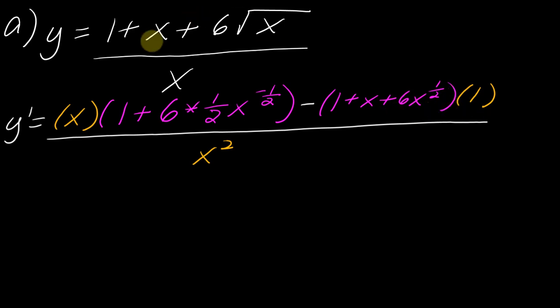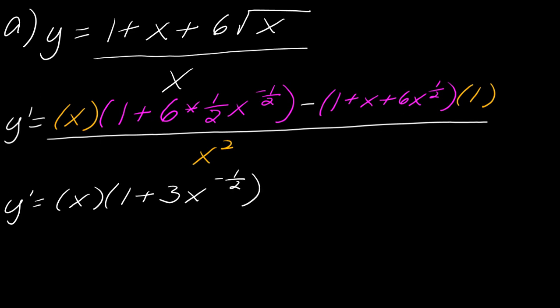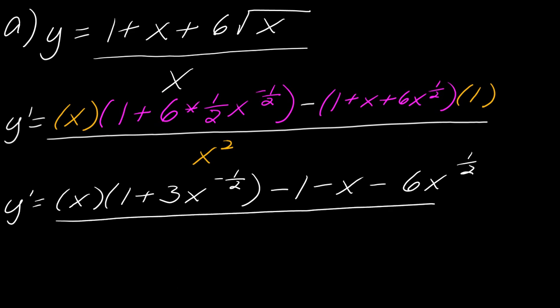So first things first, as I've evaluated this problem, probably the best first thing to do would be to just multiply these pieces together. So let's write out an extra line here. So this is still x times 1 plus, so 6 times 1/2 is 3, and then x to the negative 1/2. Okay, now for the second part, like I said, this 1 isn't doing anything, so I can just subtract this whole piece here. So this will be minus 1 minus x minus 6x to the 1/2, and then all of this over x squared.